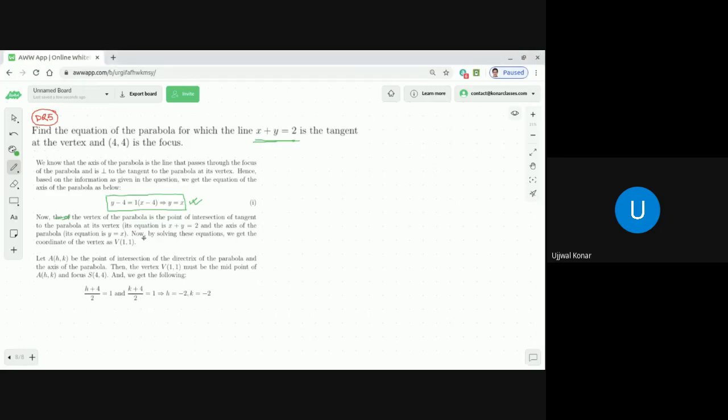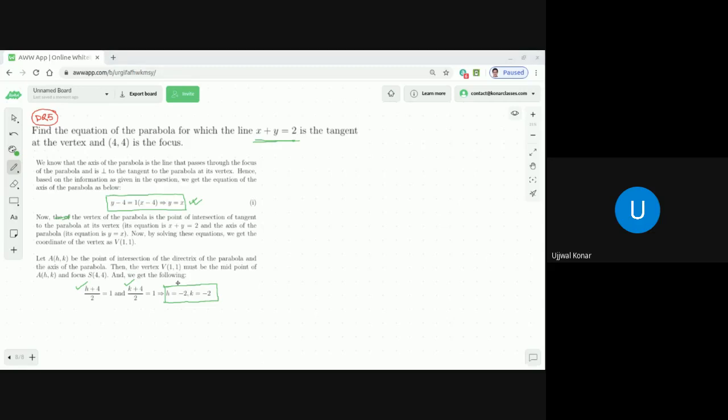Anyway, from here we get the vertex as (1, 1). Now let (h, k) be the point of intersection of the directrix of the parabola and the axis of the parabola. Then the vertex must be the midpoint between A and the focus. Correct or not? So then what you get? (h plus 4) by 2 equal to 1 and (k plus 4) by 2 is equal to 1, because that is the vertex coordinate (1, 1). And from here we get the values of h and k as minus 2 and minus 2. Both h and k are minus 2.